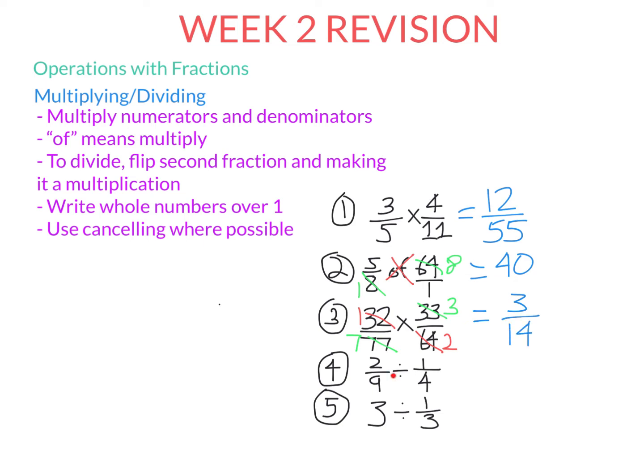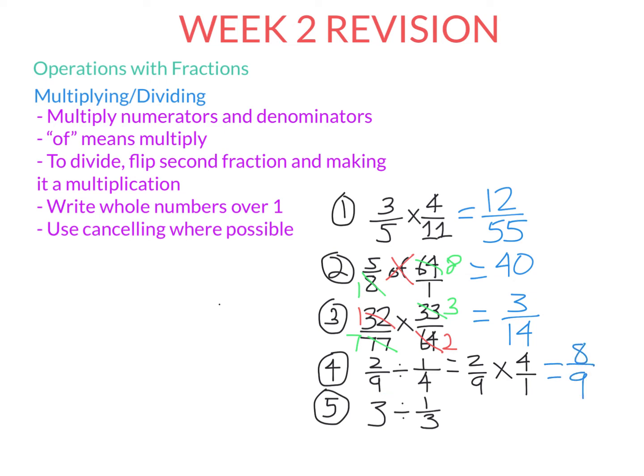Now, when you're dividing fractions, what you do is leave the first fraction alone, so it's not going to change. Then we flip the second fraction and we change the division to a times. So 2/9 divided by 1/4 gives 2/9 times 4 over 1. Now it's a multiplication. I'm just going to do what I did before. I am just going to multiply the tops, multiply the bottoms, and I'm done.